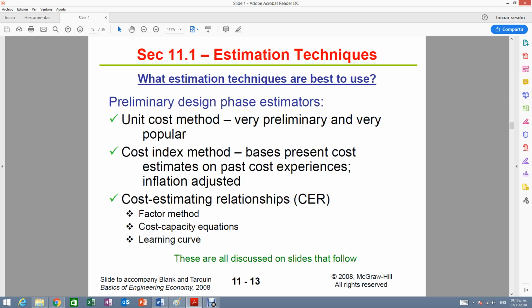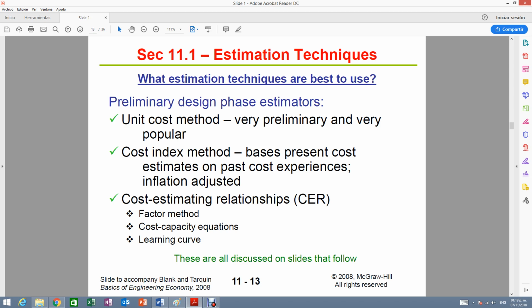If you go to slide 13, there's a list of five methods that we will be covering in this chapter. We have the unit cost method, the cost index method, factor method, cost capacity, and learning curve. The first one is the one that we're going to be using for example 11.1.